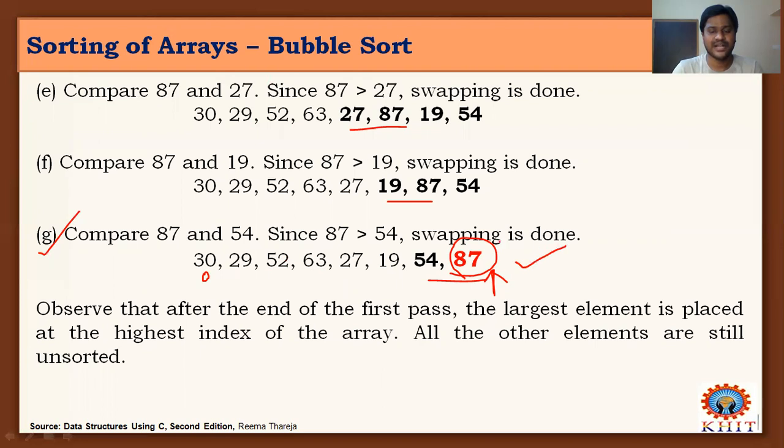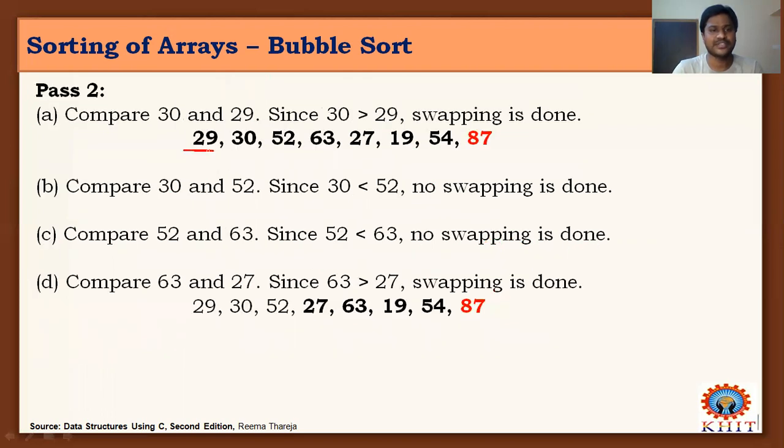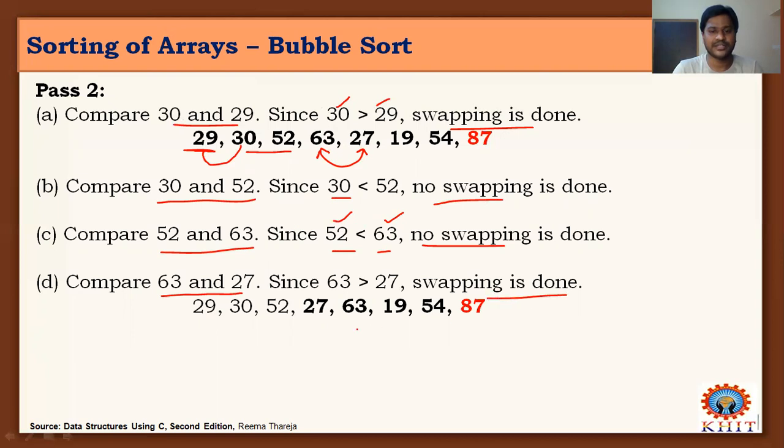This is pass 1. In pass 2, we go back to the start of the array and compare these two. The requirement is that 29 should come first, and 29 is already first, so no need to swap here. Next, 30 and 52 will compare, and 30 is smaller, no swapping. And 52, 63 compare, lower value, greater value, so no swapping needed. But with 63 and 27, 63 is the larger one, 27 is the smaller one. Swapping is needed here to arrange 27 and 63. Both are swapped here. Right, got it?